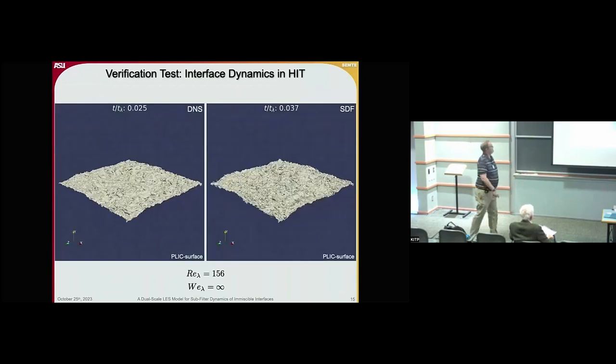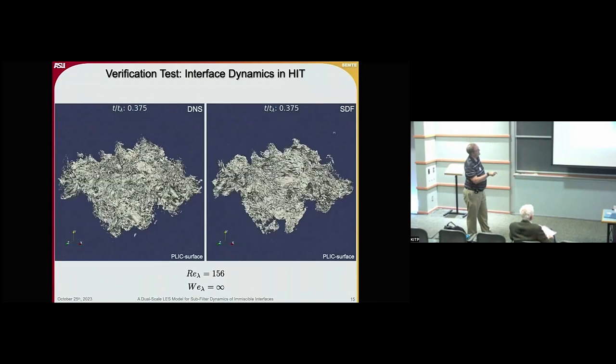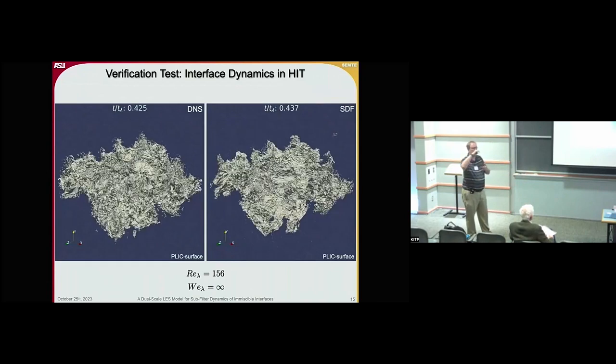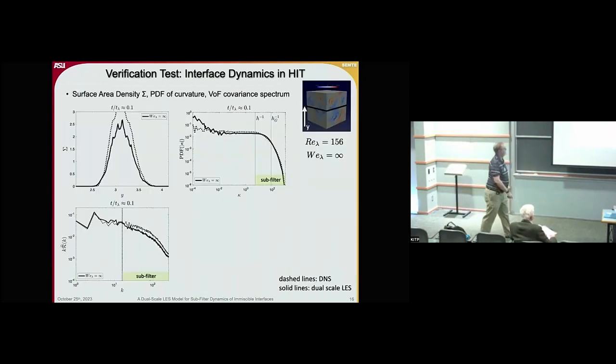Okay, so what does this look like? This is the case, no surface tension. Here, the DNS, you see these highly corrugated interface. If there's no surface tension, there's nothing limiting the appearance of small-scale structures of the interface. It will be surface tension that provides the cutoff. And this is the corresponding fully resolved SDF interface.